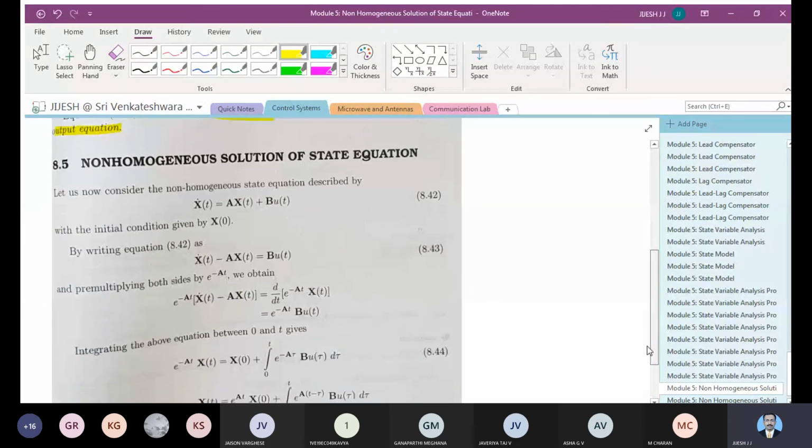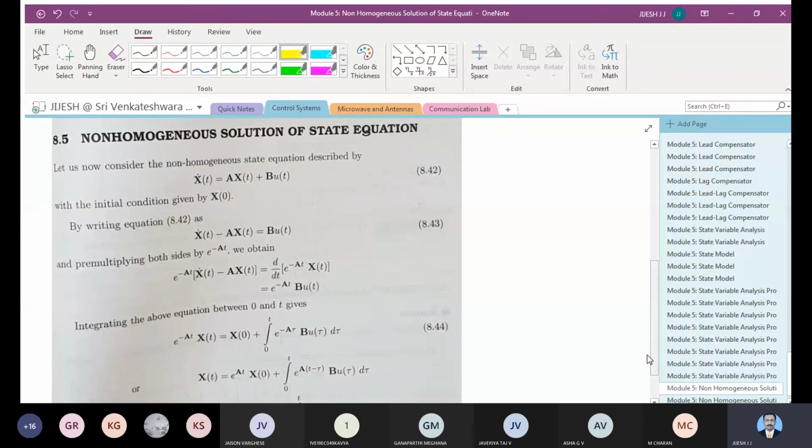Here we will also be discussing the non-homogeneous solution of the state equation. We need to understand how the non-homogeneous solution of state equations can be obtained. We will consider a non-homogeneous state equation, the same thing we studied before: x dot of t is equal to Ax of t plus Bu of t. This we will be discussing.